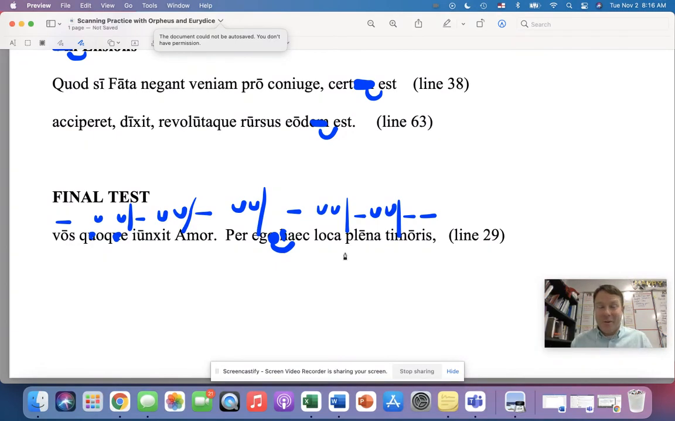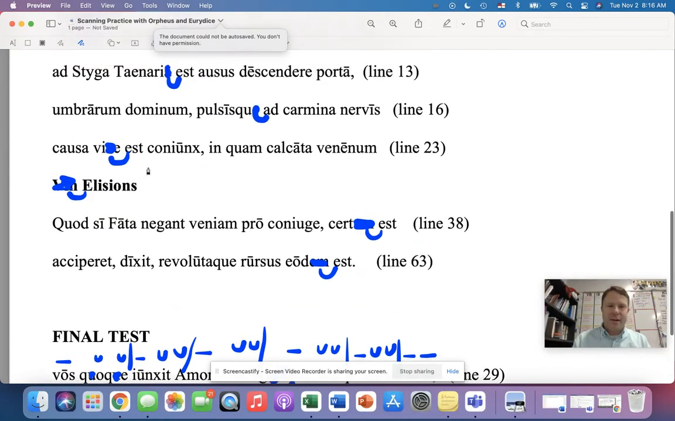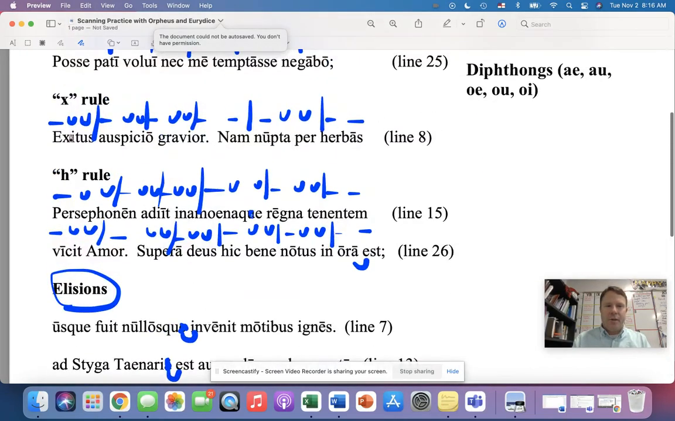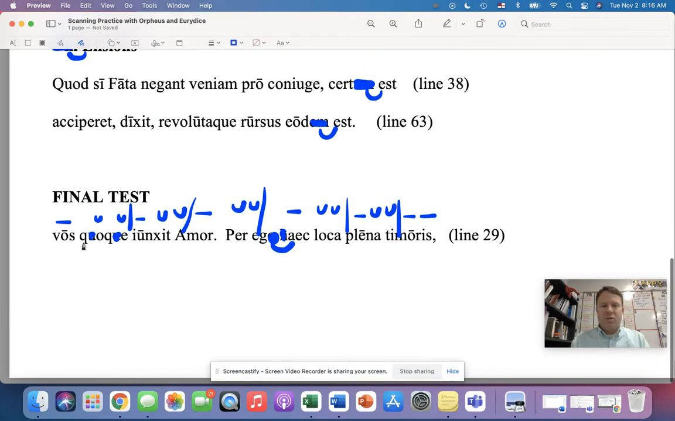So that was pretty tough. There was a lot going on in this line, and I wouldn't blame you if you missed it, but I'm really hoping that we've connected all of those dots and all of those rules. The only thing we didn't really see there is maybe the X, like we had up here where it's just an X, and we know that that syllable's long. So, vos quoque junxit amor per egaic loca plena timoris.